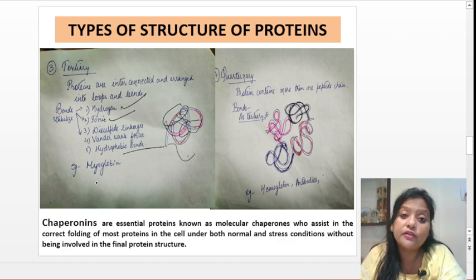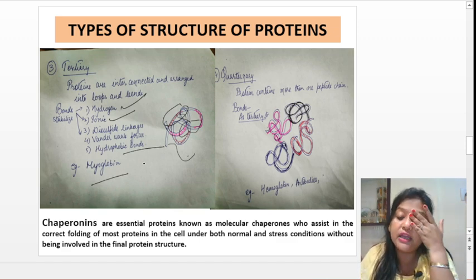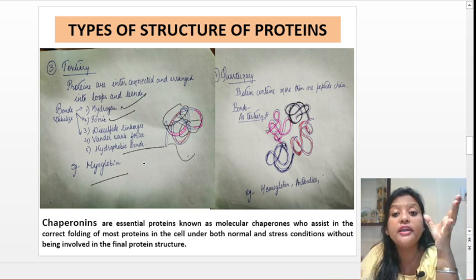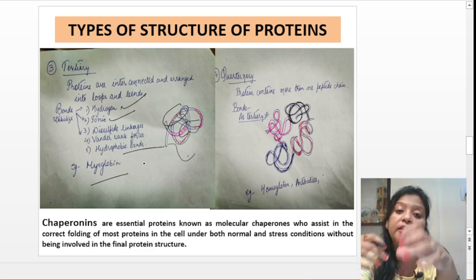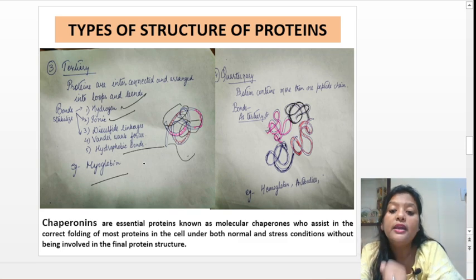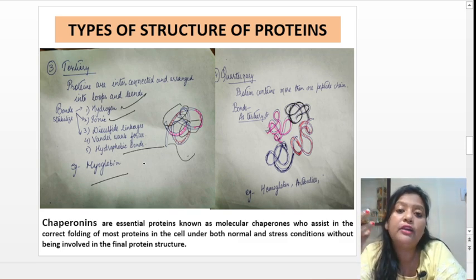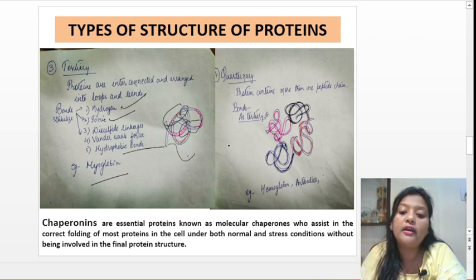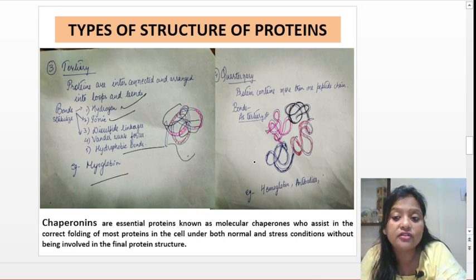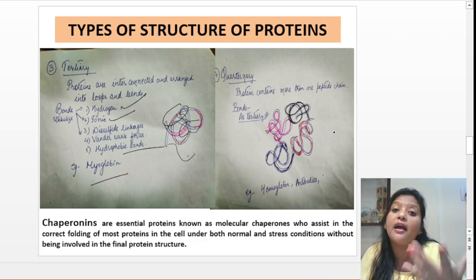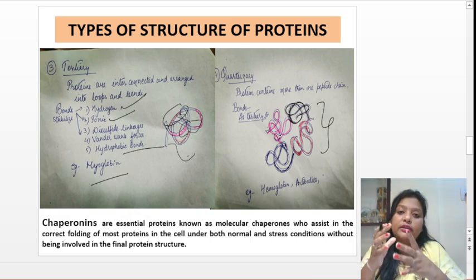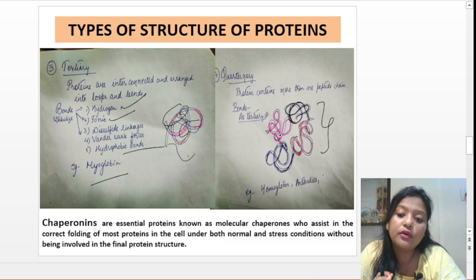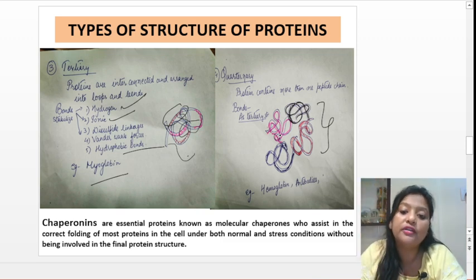The example here is myoglobin. And for quaternary, we have this when more than one peptide chain is interconnected, when they are together, like in hemoglobin. In hemoglobin the heme protein is there, then the alpha helical is there. All are coming together. Even the beta pleated structure is there. Even the R group is there. So all are coming together and forming a quaternary structure.